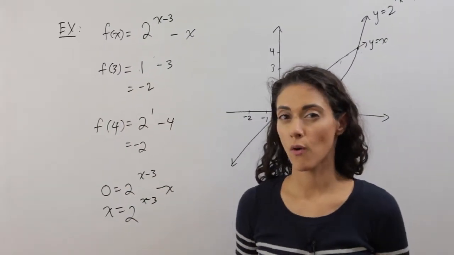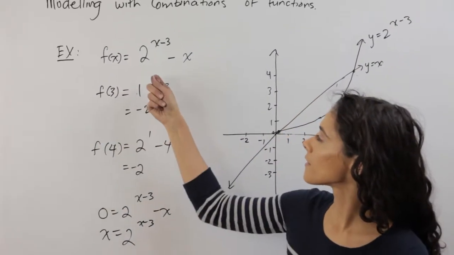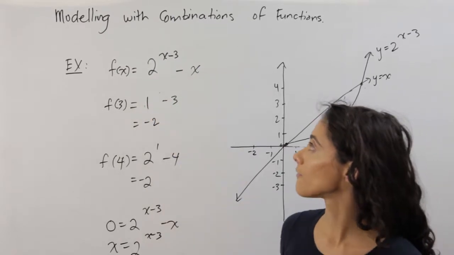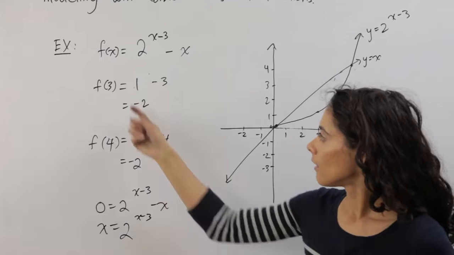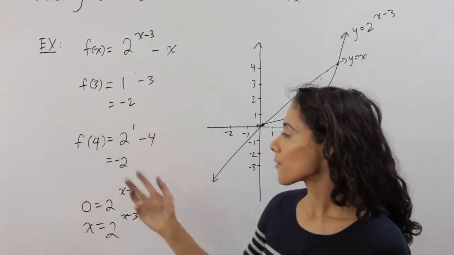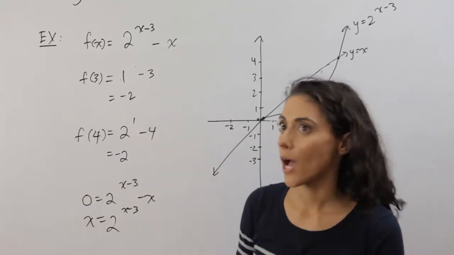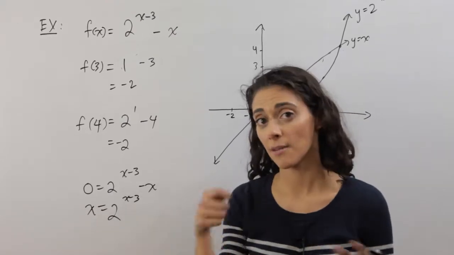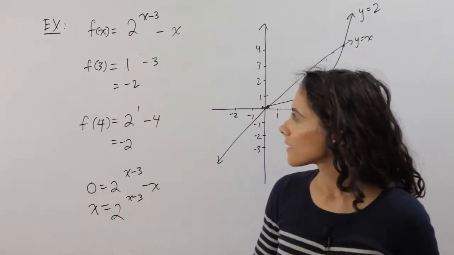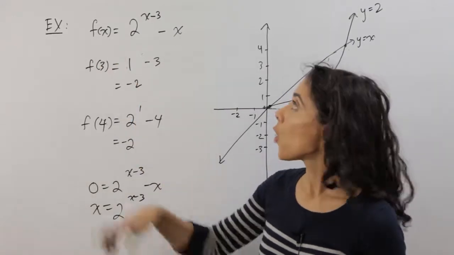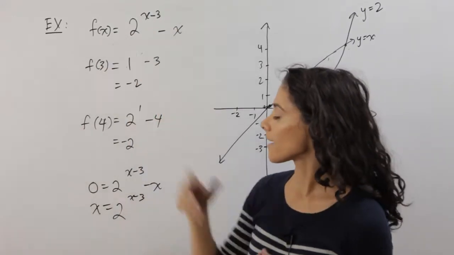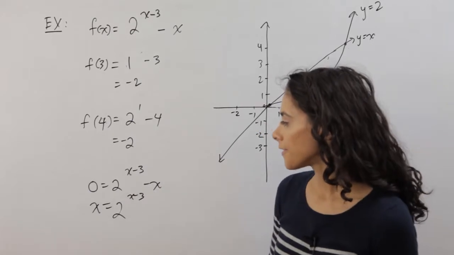Some applications require combinations of functions. So here, for instance, I have an exponential function subtracting a linear function. Here I've evaluated the function at 3, the function at 4, so I get an idea perhaps of what it looks like. I could generate some points and make a sketch of this. But let's say, for example, I wanted to know when this equals 0, going the other way around. What value of x makes that 0? Try to solve that here.